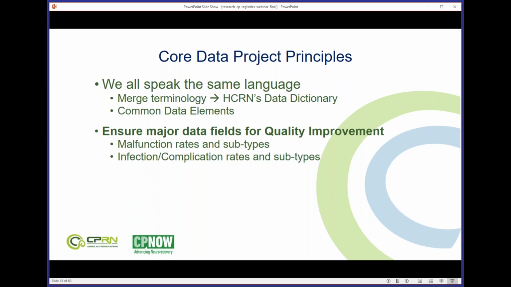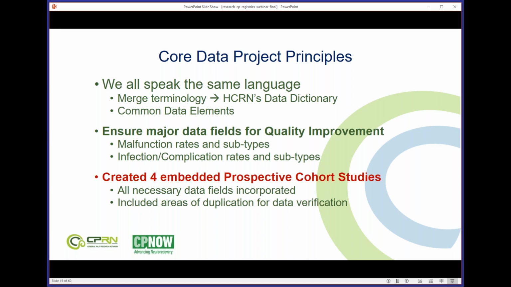And so shunt malfunction rates, and what type of malfunctions, I'll show you a bit of that. Infection complication rates as well. So the registry is constantly monitoring that, and people get monthly reports on how they're doing.